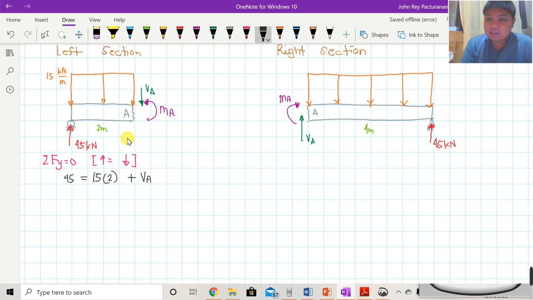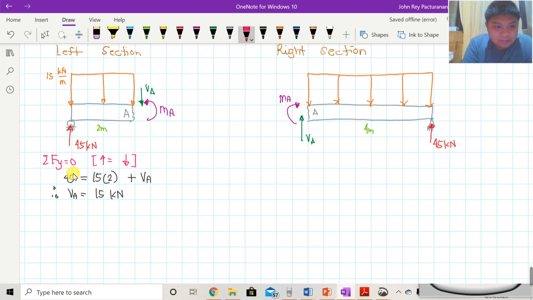So, ayan na. Nakumpleto agad natin. And kung mapapansin nyo, again, 15 times 2 is 30. Huwag ka na dito mag-shift solve class. Halata naman na pag nilipat mo, 45 minus 30. So, therefore, ang VA natin is equal to 15 kilonewtons. And that is a positive one.